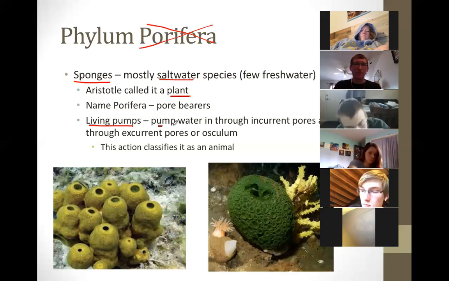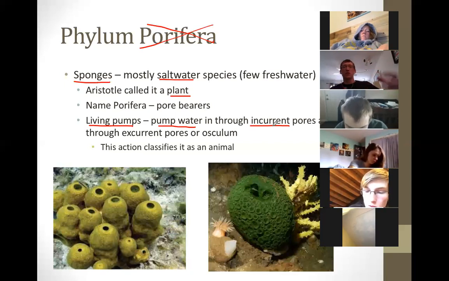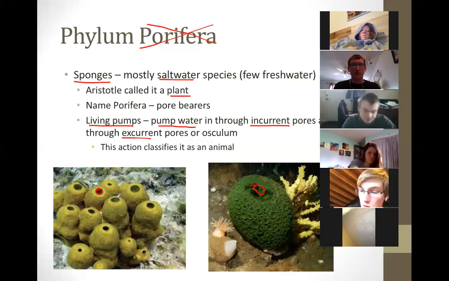They pump water in through what are called incurrent pores, which makes a lot of sense because the current of a creek is the water flowing, right? So flowing in is incurrent, and excurrent is leaving. Most of what you and I see, these guys here, are excurrent, the hole that the water is leaving through. Water flows out this way. That's how they move, and that's how they eat. So they are indeed an animal.